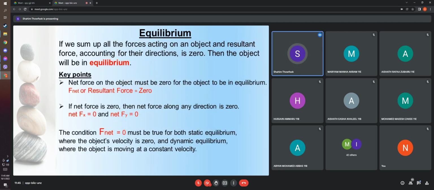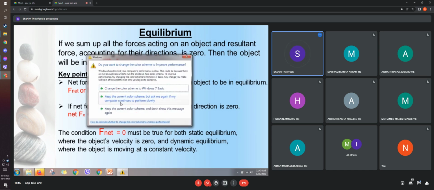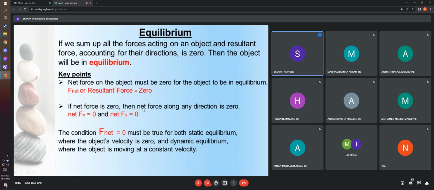What is dynamic equilibrium? Dynamic means moving. An object is moving, but it is in equilibrium. How can it be? According to Newton's second law, you know F equals ma. There, F is a resultant force, not just force. It should be net force or the resultant force. When you are describing Newton's second law, it should be resultant force. It is equal to mass times the acceleration of the object. If F is zero, then acceleration of the object is also zero.